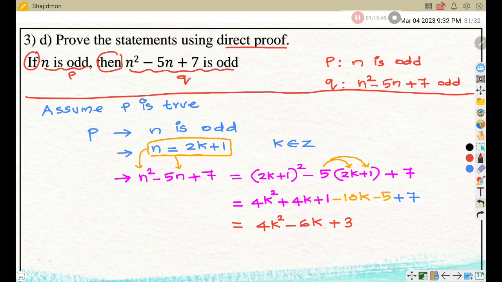Now we need to show this number is an odd number: 4k square minus 6k plus 3. As I told you before in one question, think logically. You can see from here and here that 2 is already common, but here it is not common. You understood? So this 3, how to write this 3? Just write 3 as 2 plus 1.